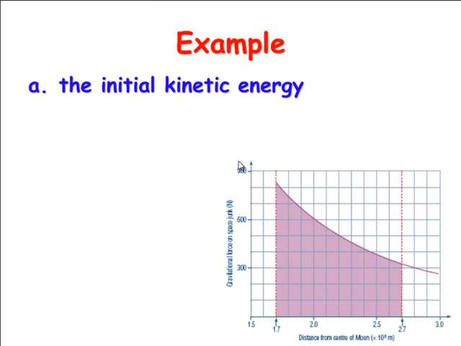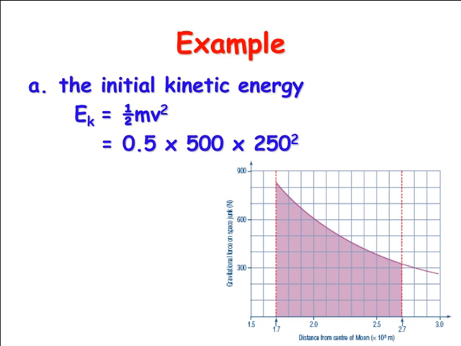So calculate the kinetic energy first up. We have a half mv squared. We know mass was 500, and velocity was 250. So a half mv squared gives us a total of 15.3 megajoules.